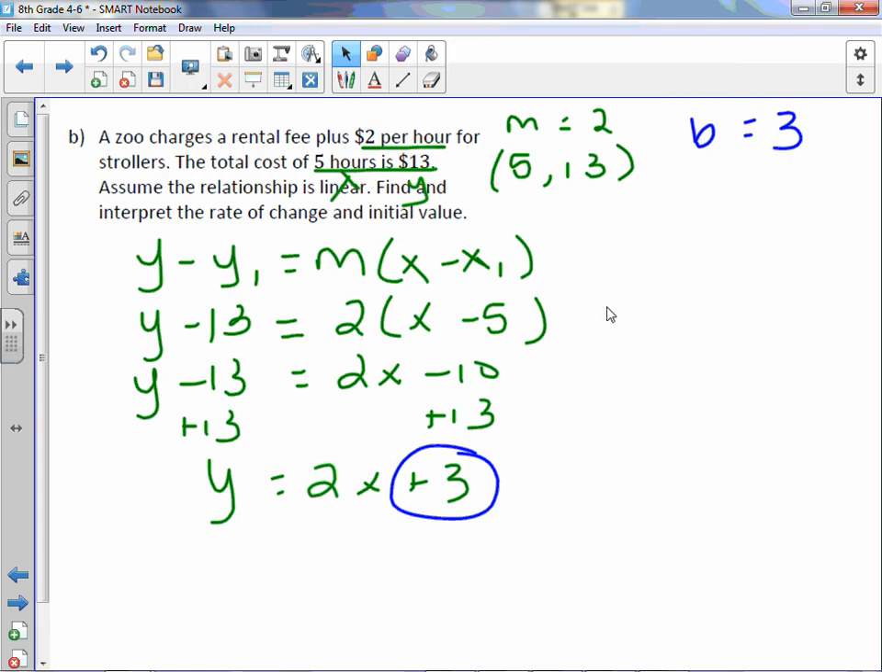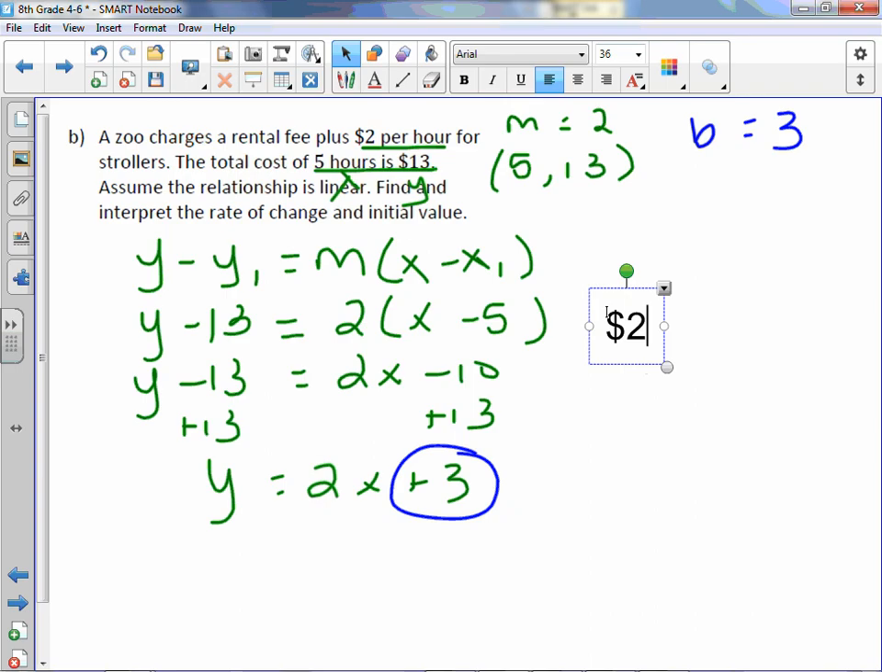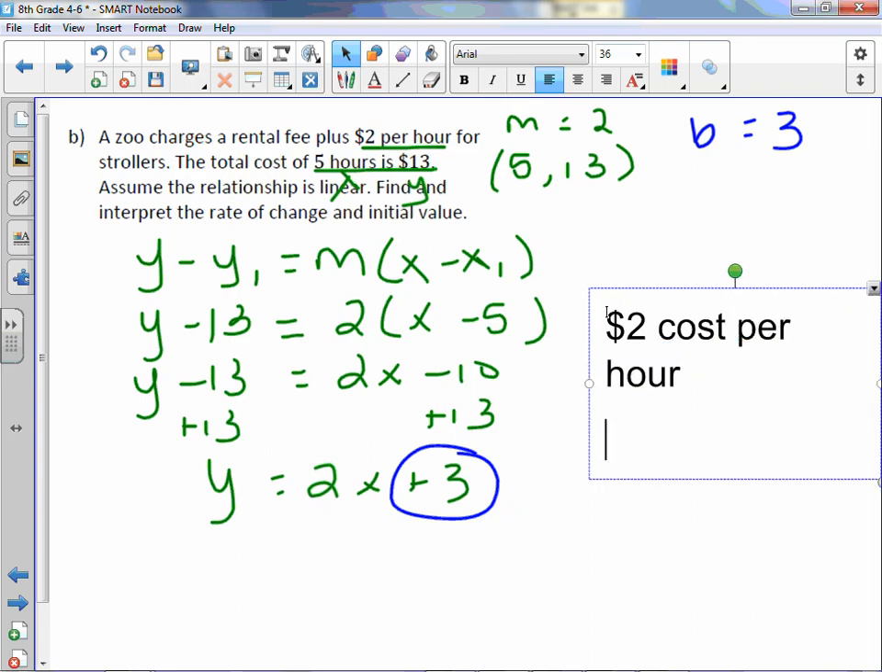So now we can say our slope or rate of change of $2 is the cost per hour, and the $3 is the rental fee.